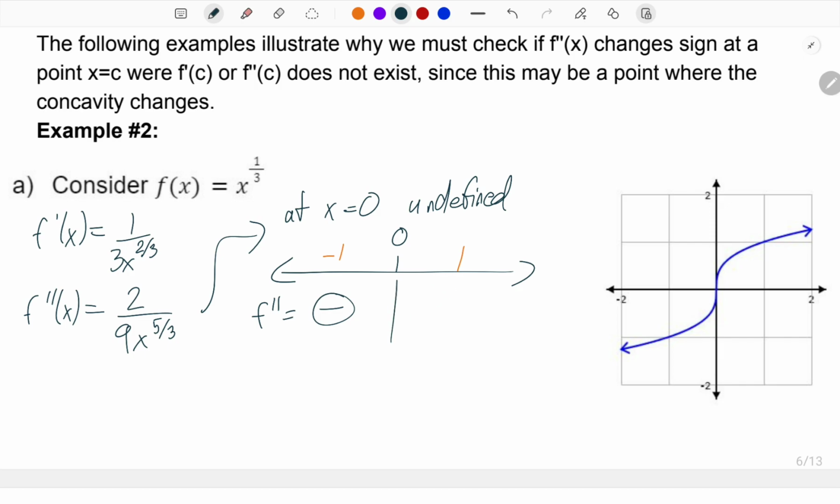Plugging in 1, well, 1 is a positive number. To the power of 5/3 is just going to remain positive. So it's just a positive answer that we get in the end. So x equal to 0 is an inflection point because the concavity there is changing.